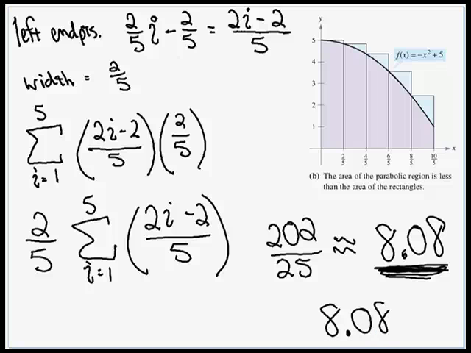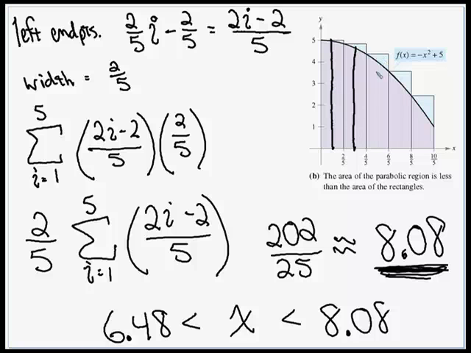Our underestimate was 6.48. So we know that the truth lies somewhere in between. The exact area underneath that curve, negative x squared plus 5, is somewhere between 6.48 and 8.08. We used a very crude estimate with 5 rectangles. What if we had done that with cutting each of those in half?